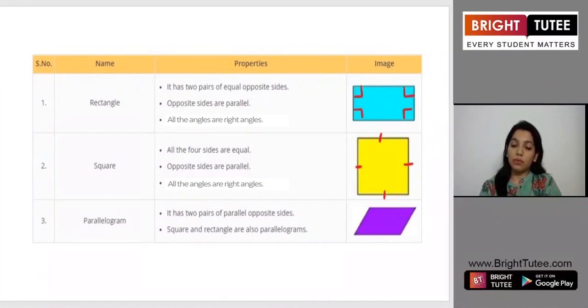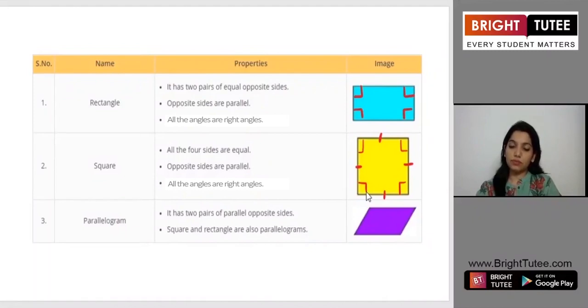Similar to a rectangle, the opposite sides are parallel and they are equal. So a square has all the sides equal, opposite pairs are parallel to each other, and again similar to a rectangle, we can clearly see that all these four interior angles are right angles.